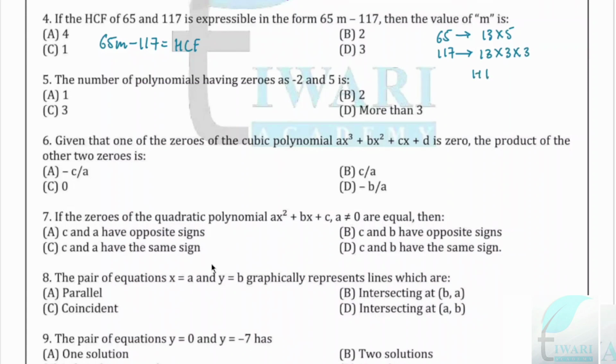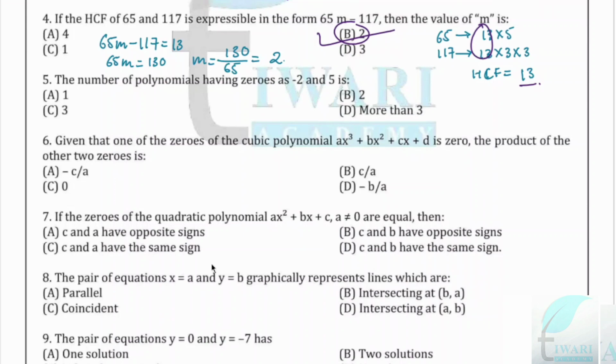The HCF we got here is 13, because 13 is making a pair. So HCF is 13. So we can write that 65m minus 117 equals 13. So 65m equals 13 plus 117, that is 130. So m equals 130 divided by 65, which is equal to 2. So option B is the right answer.